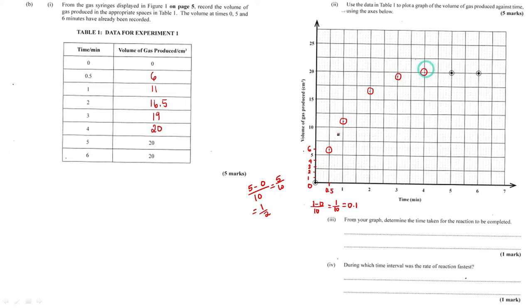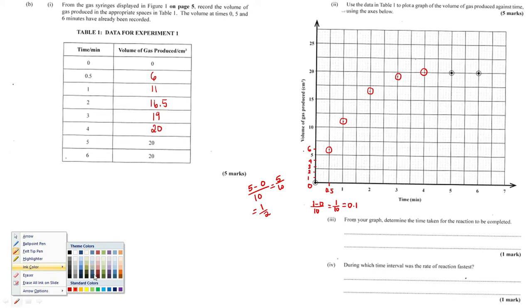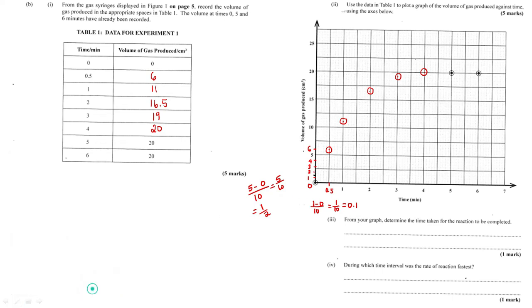Awesome. So now we have plotted all our points, and that will give us, I think, 5 marks max. Okay, so now I'm going to use a different color for the trend line. I'm going to try my best to draw a curved trend line through these points.